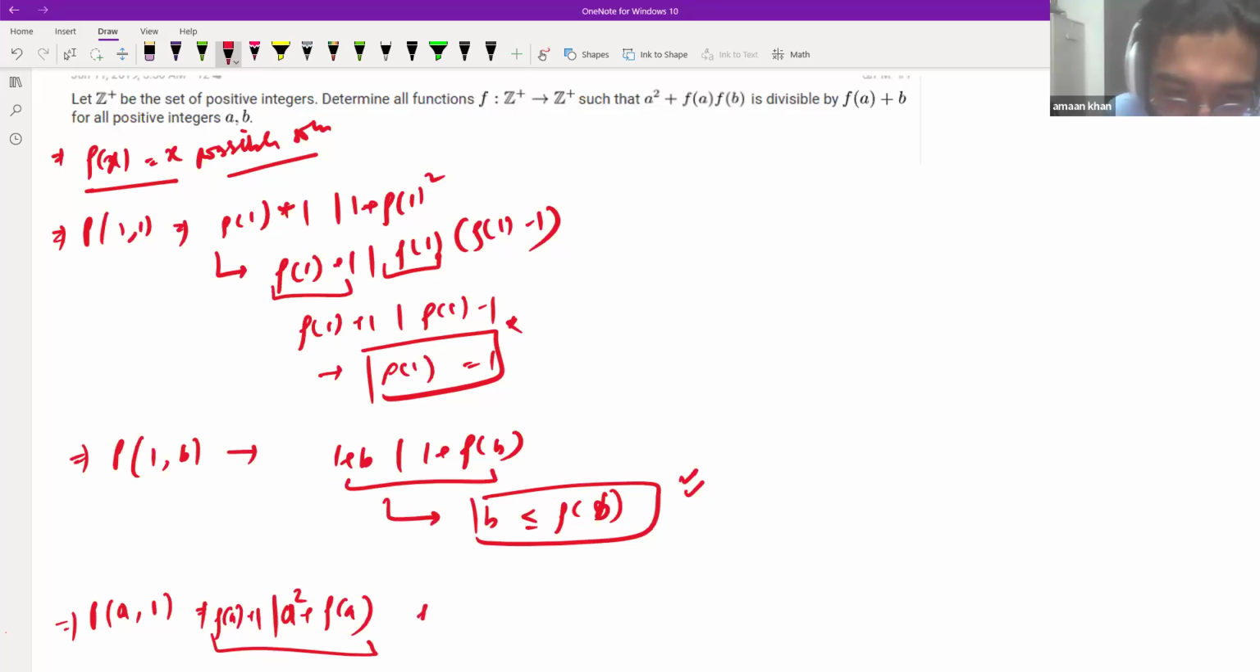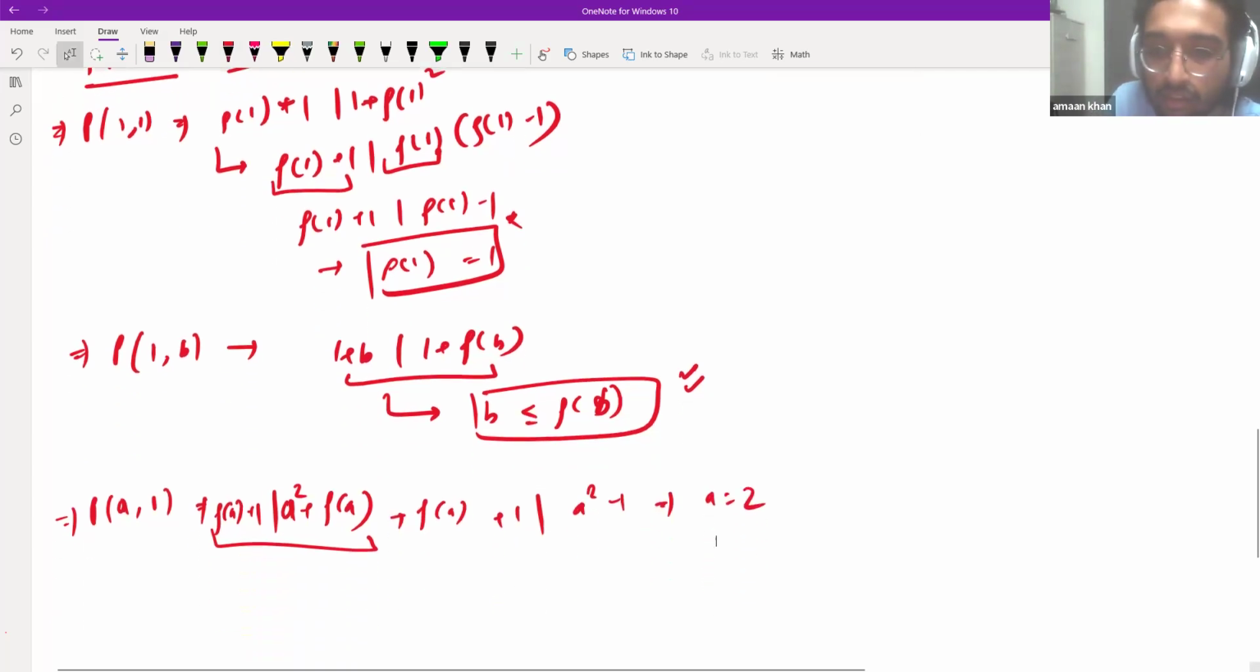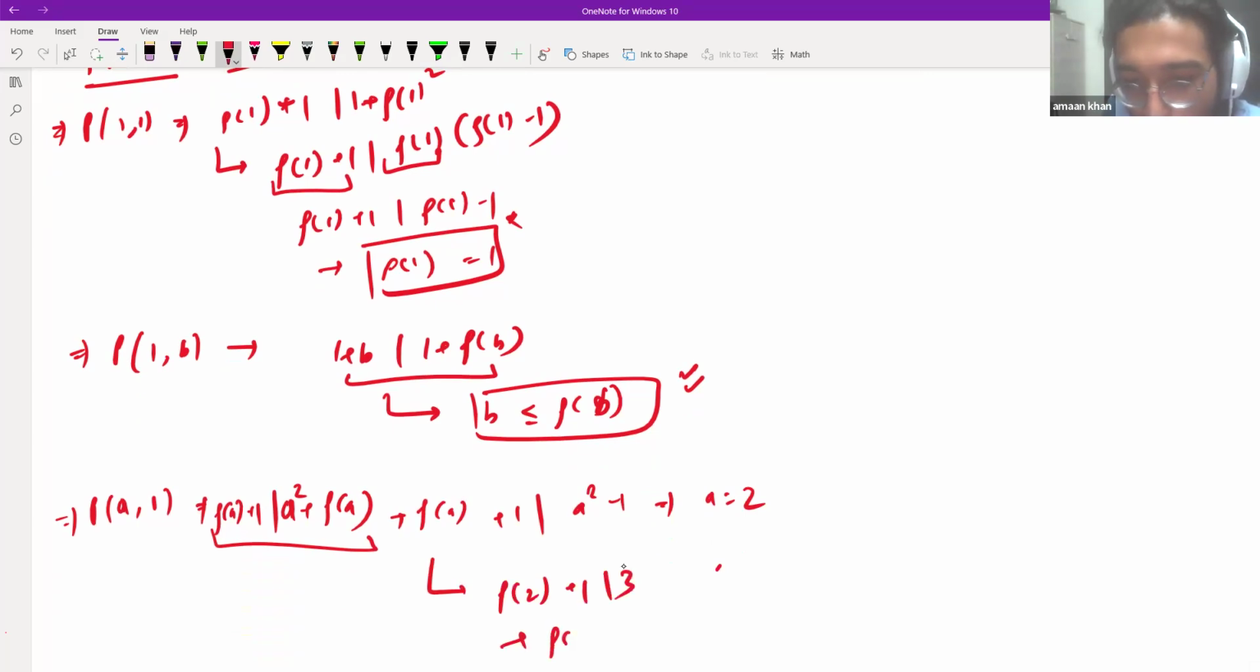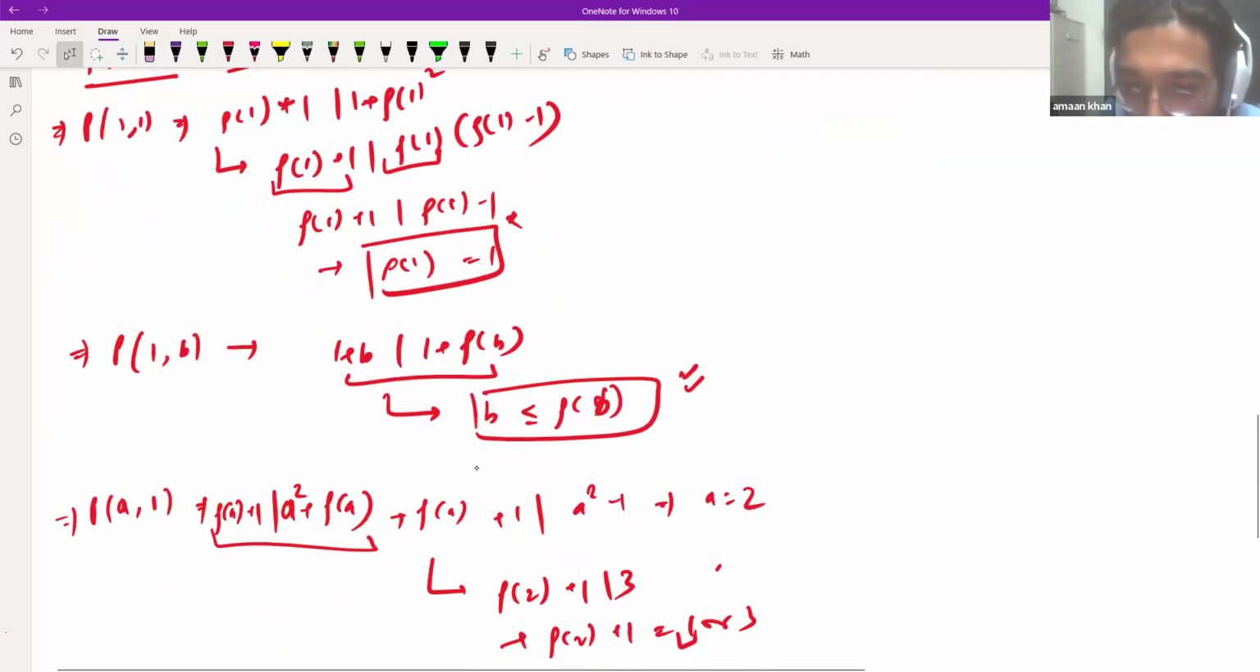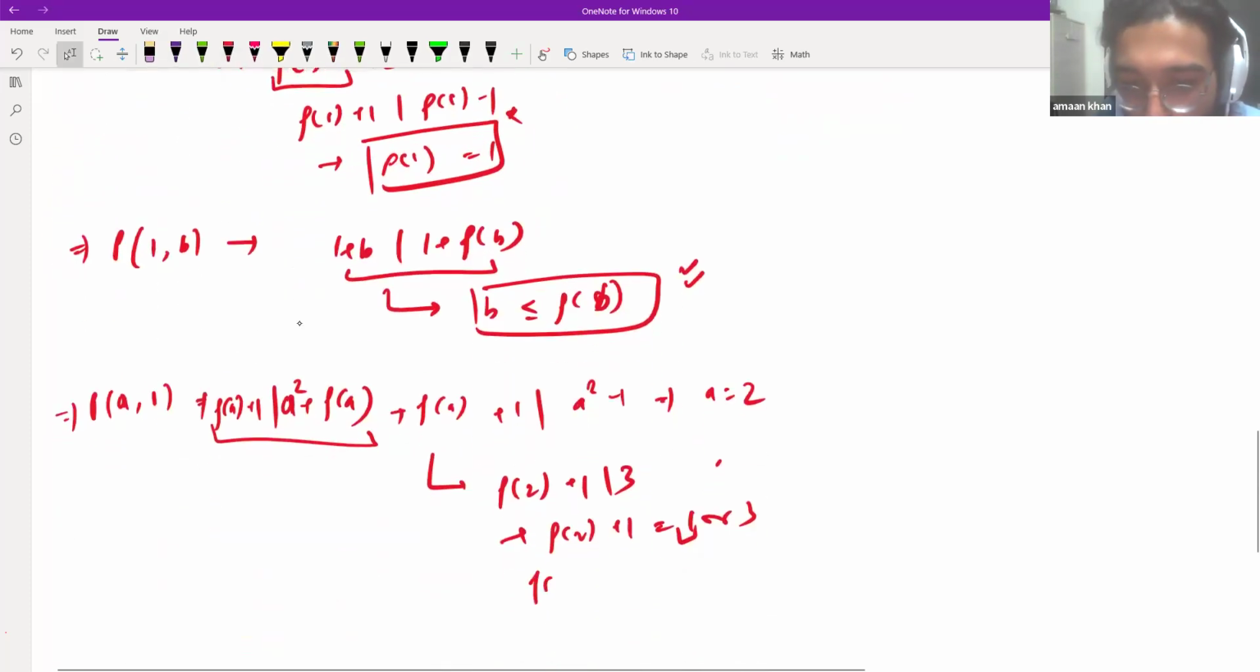Okay, so I think I get what you're saying. So you'll do f of a plus 1 divides a square minus 1, and then you'll say, let's put a equal to 2 there. I think this is what you mean, right? So you get f of 2 plus 1 divides 3. F of 2 plus 1 is equal to 1 or 3, but obviously it can't be 1 because it has to be a positive integer. So f of 2 plus f of 2 must be 2.